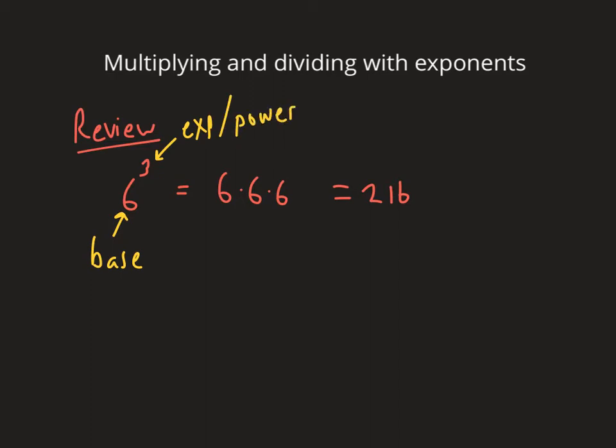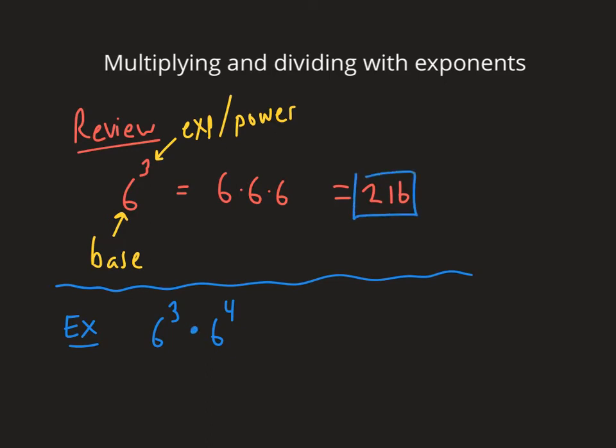All right, so let's talk about how we handle a little more complicated situations. Let's say we had, for an example, something like 6 to the third times 6 to the fourth. We don't always need to have an actual number written out. We could have it written in exponent form as well, because sometimes the base will be a variable. We'll do that in just a second. But let's think about what each of these means.